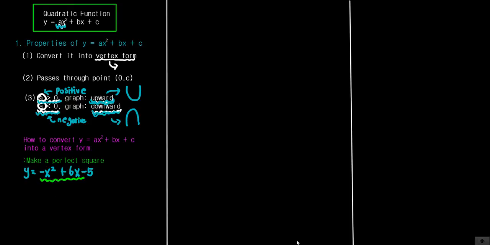We only need the x terms for making a perfect square, which means I'll just put a parenthesis around negative x squared and then positive 6x, and I will leave negative 5 here, but it still counts as our thing.